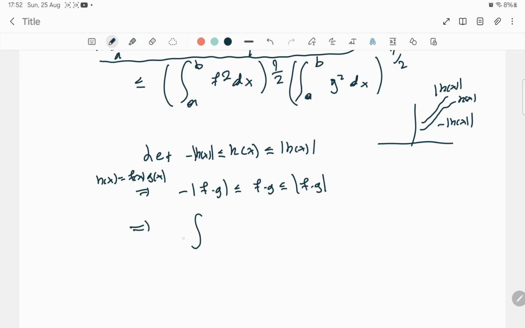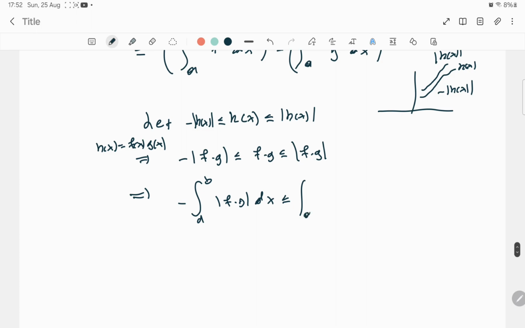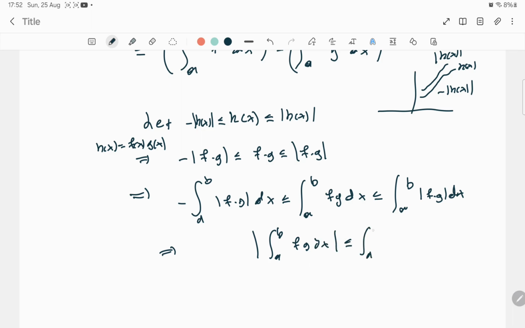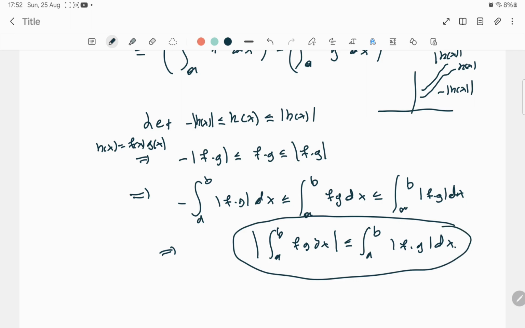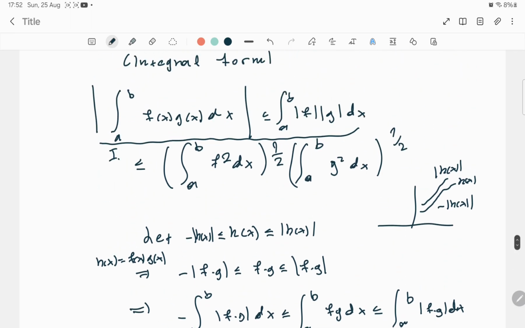Now I integrate from a to b. Now this can be rewritten in the following form: the integral from a to b of f times g dx is bounded by the integral from a to b of the product of the functions in absolute value. This is how I get this part here, the first part.